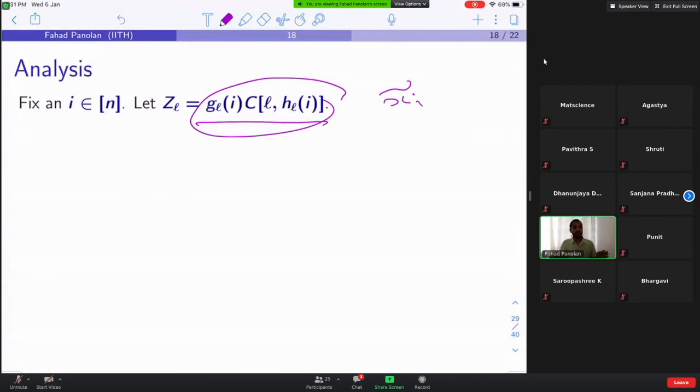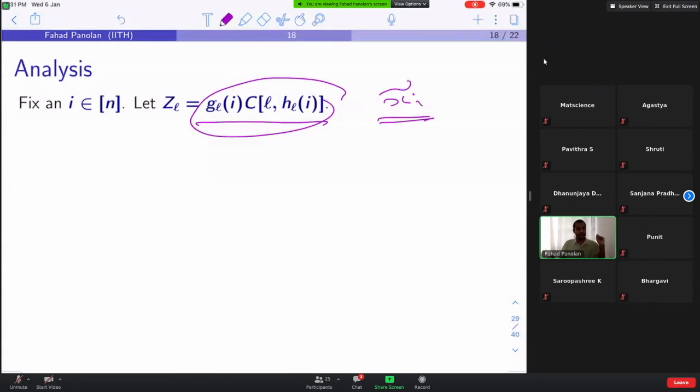So if you vary l from 1 to d, then you will get values Z_1, Z_2, etc., up to Z_d, and you are going to take the median of those numbers and assign that value to x_i tilde. Okay, so look at one of those values in that set, that is Z_l.